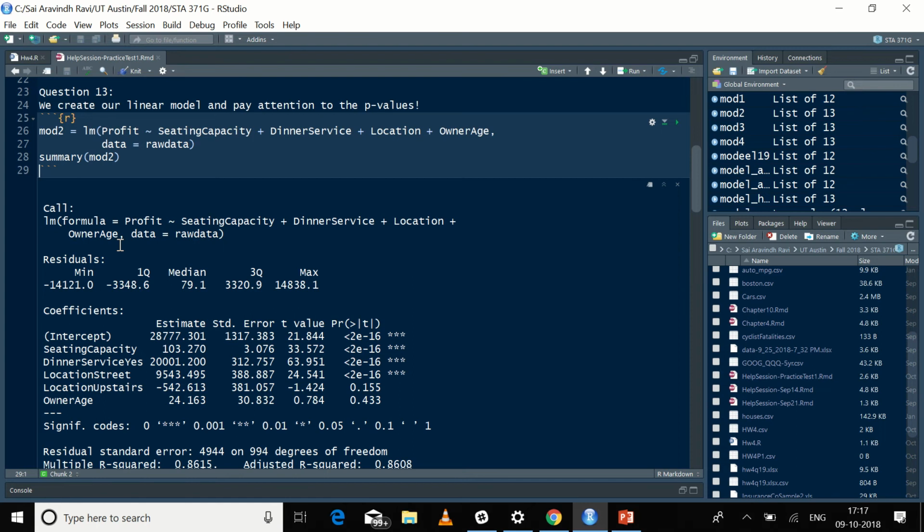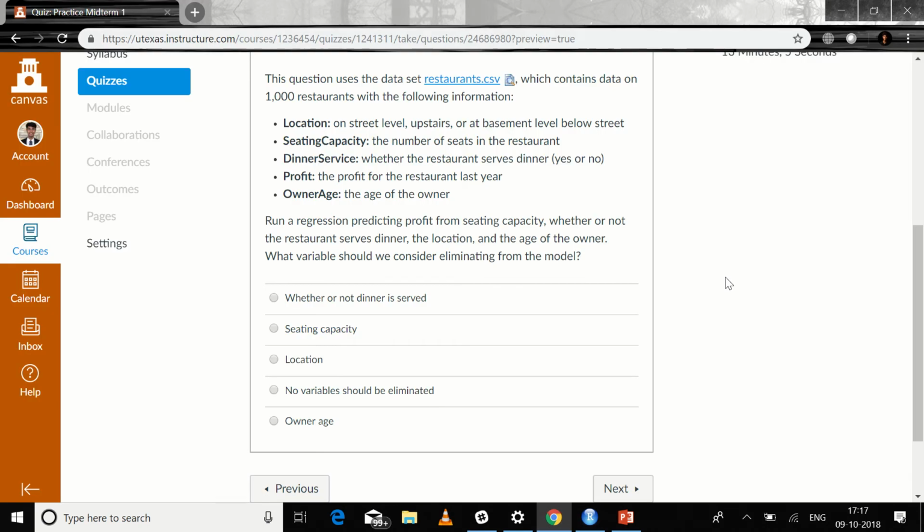So in this case, which one would you eliminate first? The one with the highest p-value, right? So I'll be eliminating the owner age, which is what the question asks for. Eventually, you have to run another iteration of an lm statement, eliminating that owner age variable, and see if some other variable has become insignificant. That's how you do the backward elimination process.